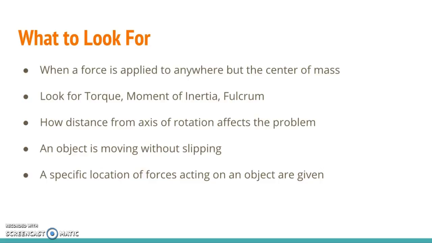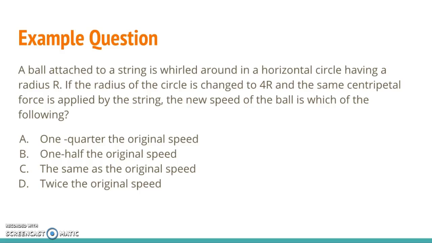If something's falling, how to change direction. The distance from the axis of rotation affects the problem, how it will affect that object. An object is moving without slipping, and a specific location of forces acting on an object are given.